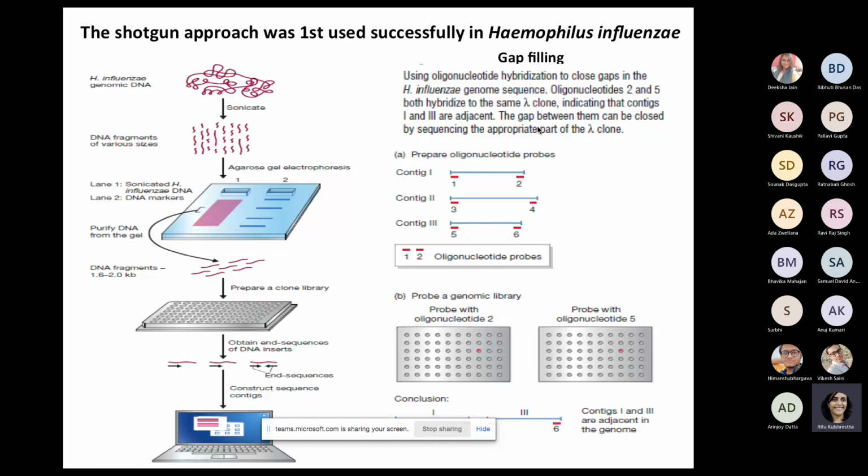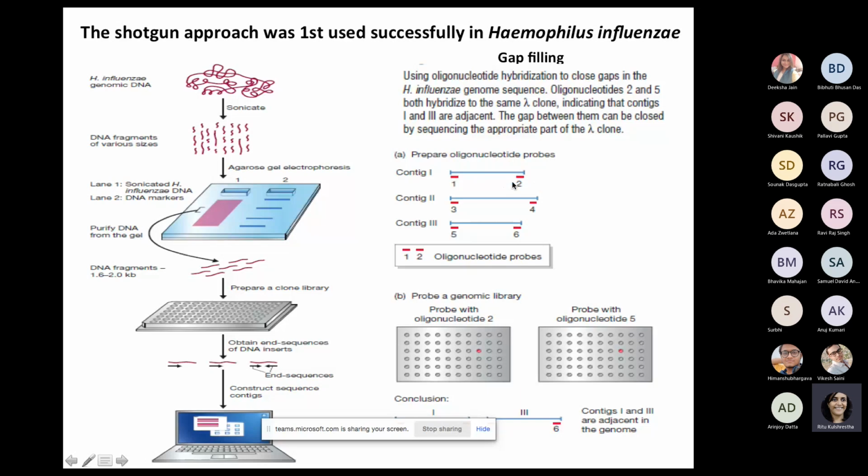So in this case, let's say you had three different contigs, made by putting together these overlapping fragments. Now I want to find the overlaps between them. So I do the end sequencing. I know the sequences of the ends, of course. So I generate oligonucleotide probes from either end, and then I hybridize the whole genomic library using one of these probes.